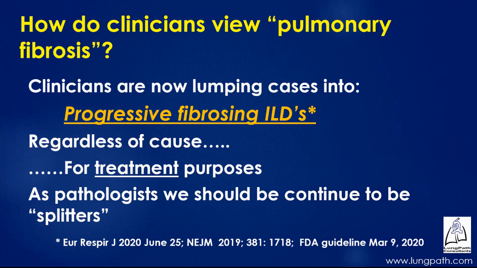Well, let's take a step back and ask, how do clinicians view pulmonary fibrosis? Just recently, clinicians are lumping cases into progressive fibrosing interstitial lung diseases, and there are some references for this at the bottom. Why are they doing that? Because they have limited treatment options, and they're lumping these together because whether it's UIP from IPF or UIP from something else, they all seem to progress. So they're being treated similarly, and they're called progressive fibrosing interstitial lung diseases.